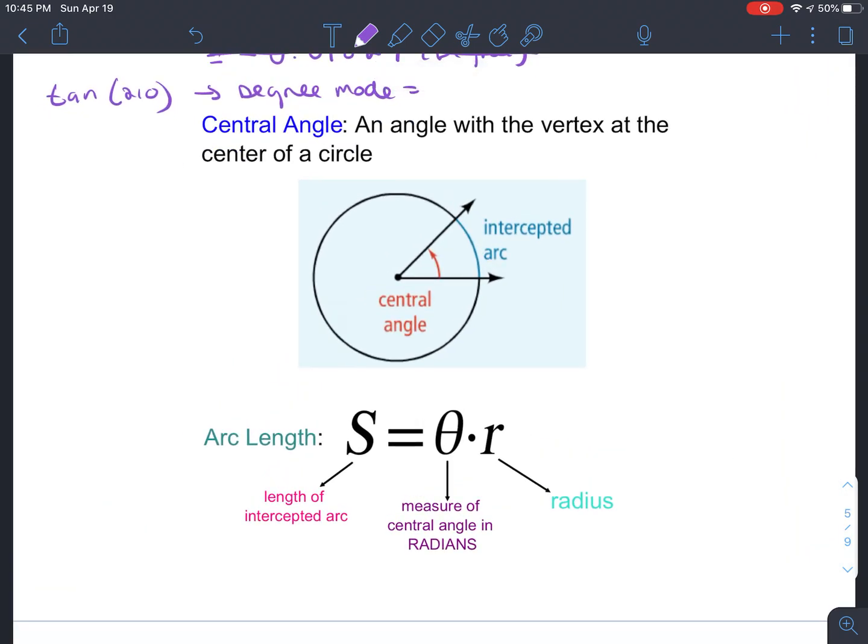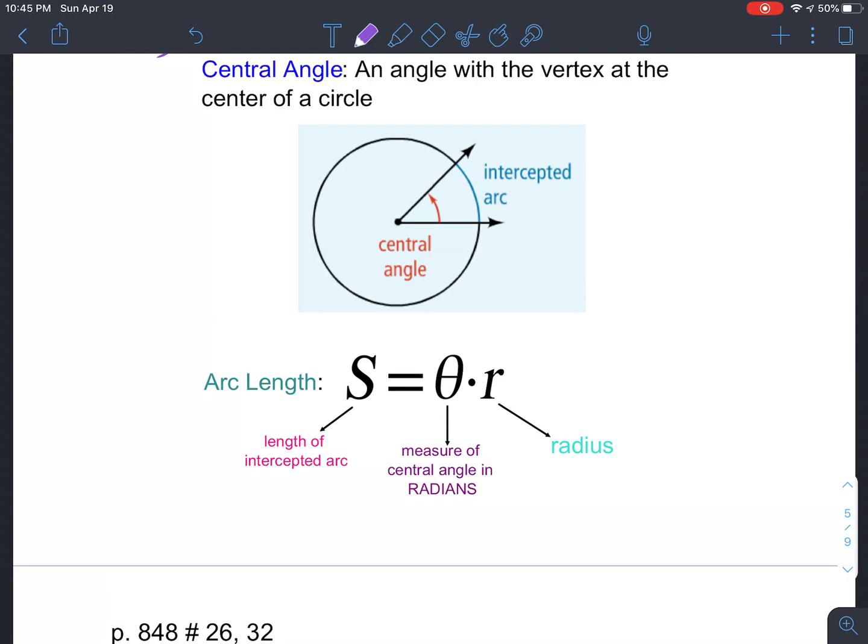The last thing we have is an application. Other than finding all the trig functions, we can also use radians to help us find measurements on a circle. So to do this, we need to talk about what a central angle is, and what an intercepted arc is, and look at this formula. So a central angle is an angle with the vertex at the center of the circle. So if we're in the middle of the circle, this would be considered a central angle because it has the origin as its vertex. The place where it intersects the circle creates an arc. This is called my intercepted arc.